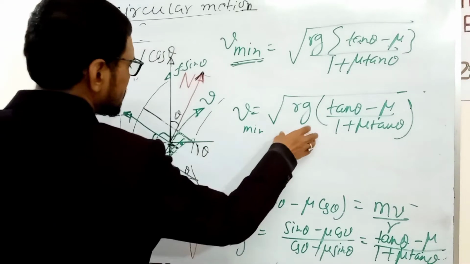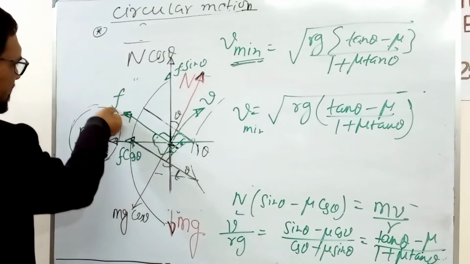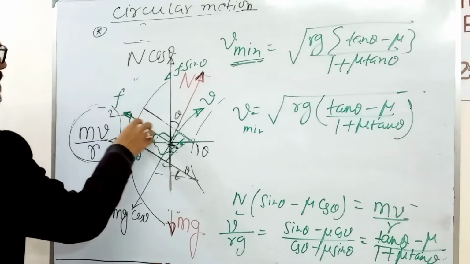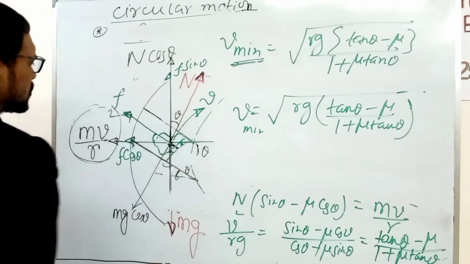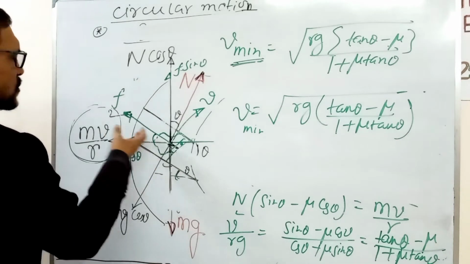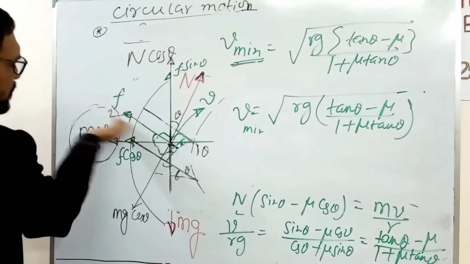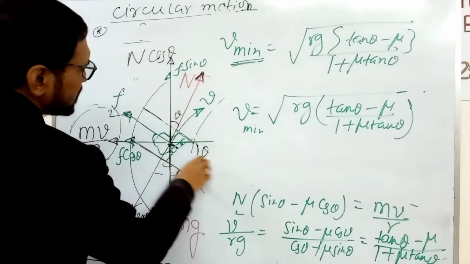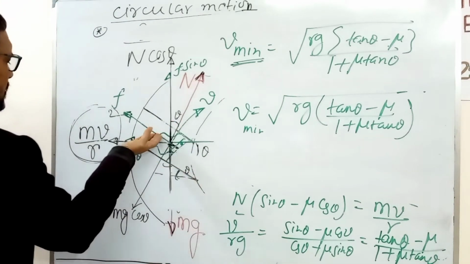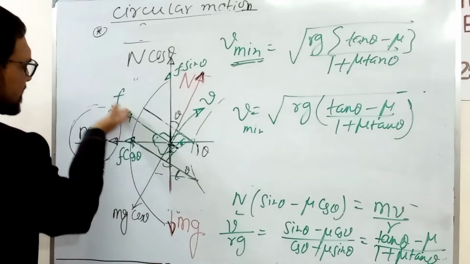So when velocity is minimum, friction force acts in this direction, because this friction prevents the slipping of the car downward. Velocity is minimum means the side force, the centrifugal force, is minimum, so the car tends to slip due to its weight. Friction just prevents the slipping of the body, so friction acts in this direction.